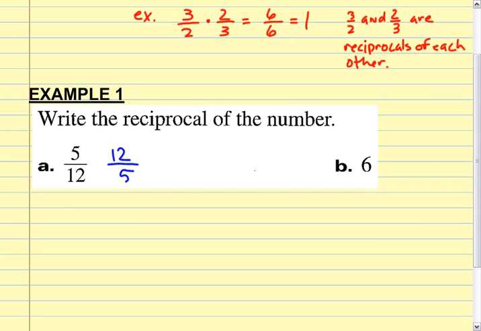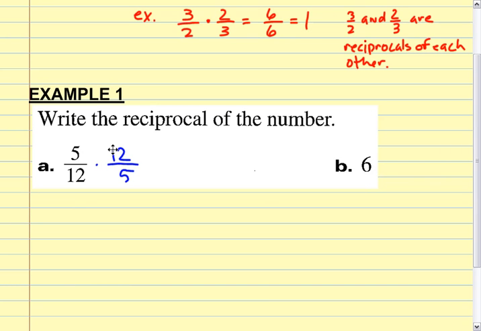Exactly. And do you see why it would be 12 over 5? Because when we multiply them, we get the same thing on the top and the bottom, and it gives us 1. Okay? So whenever I'm asking you to give me the reciprocal of a number, it's just that number as a fraction flipped.